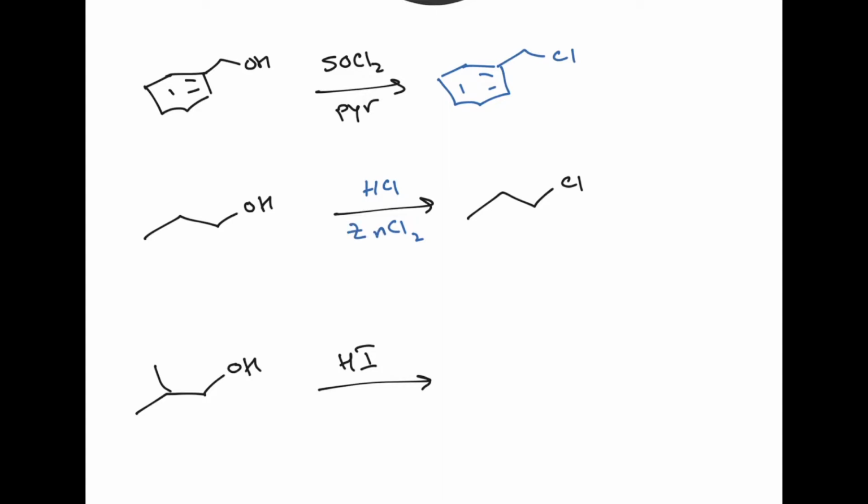And then, what am I going to get for the last one here? It does not do a carbocation rearrangement because it is a primary alcohol, right? I can't make a primary carbocation. So I'm just going to turn my OH into an I. Right, so that feels like most of what we did last time.